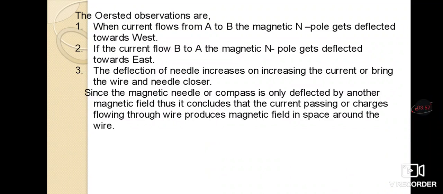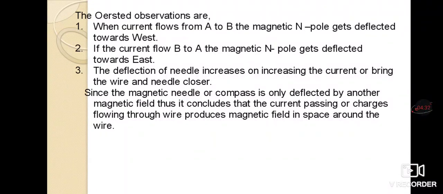Since the magnetic needle or compass is deflected only by another magnetic field, it concludes that the current passing, or the charges flowing through the wire, can produce a magnetic field in space around the wire. So whenever the current or the charges are moving, they automatically produce a magnetic field around that conductor in free space. With the help of that magnetic field, the magnetic needle starts to deflect.